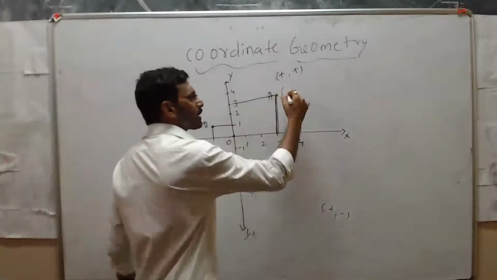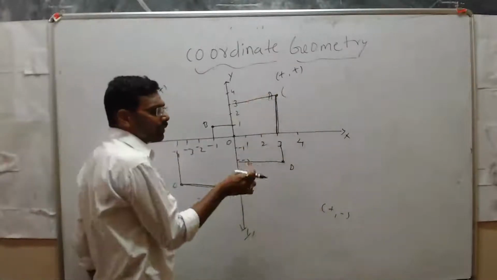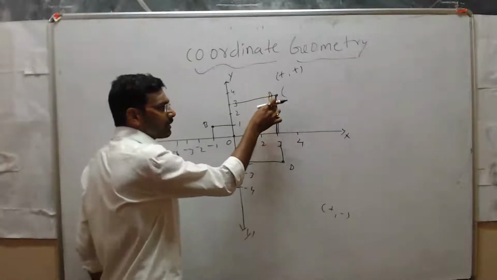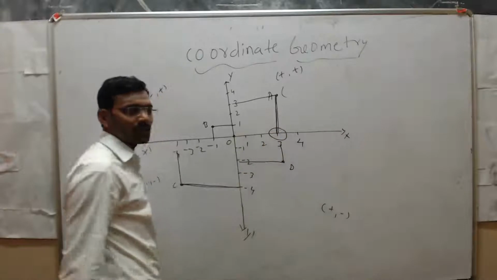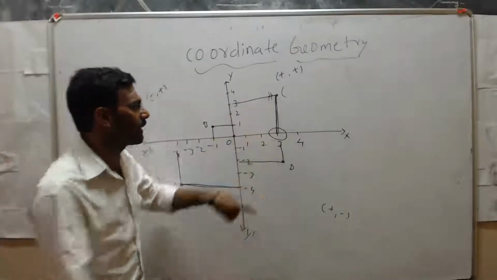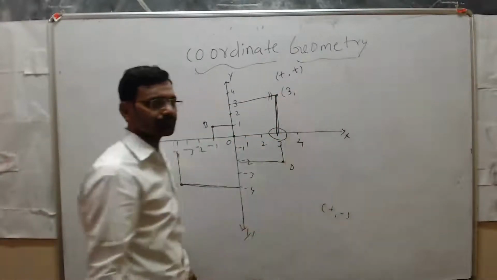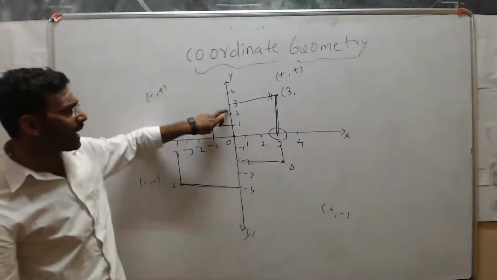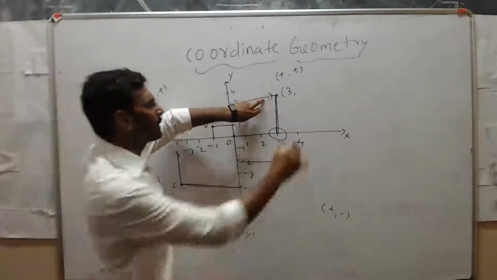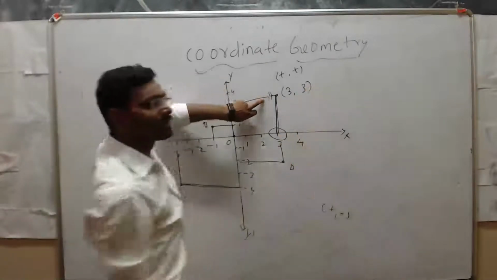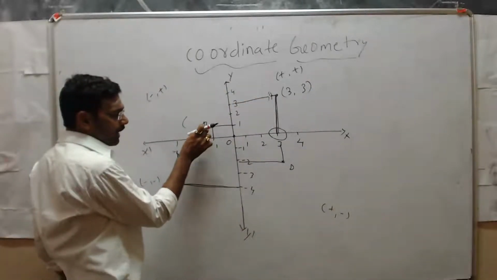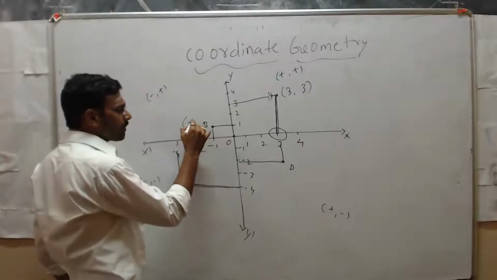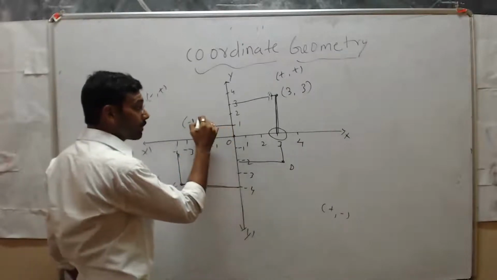According to the x-axis, what is the value of A here? 3. According to the y-axis, what is the value of A? Also 3. So the position of A is (3, 3). Now, according to the x-axis, what is the value of B? -1. What is the value of y? +1.